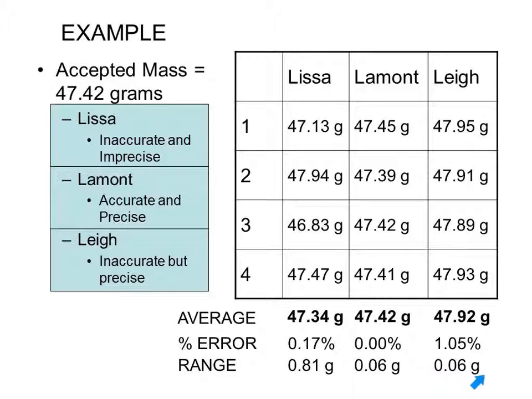But his data has a very tight distribution. So the range between the high and the low is only 0.06 grams, which means the other 2 samples have to be also within that range. And so therefore we're going to say that Lee, because his error is very high, is inaccurate, but because his data seems to be very tight as far as a small range, we're going to say it's precise.